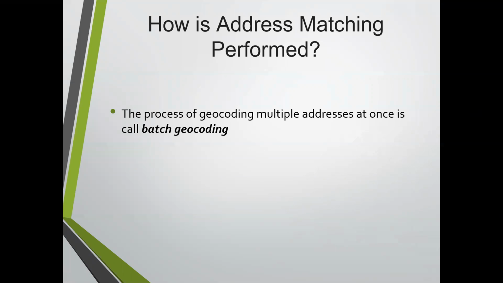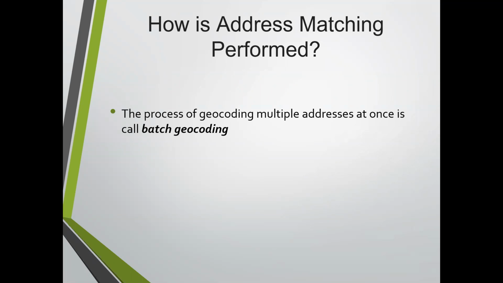It might be off a little bit. So a process of doing multiple address matches at one time is a process called batch geocoding. And this is a pretty involved thing. I've played with this a little bit in ArcGIS, and it's a big deal. Basically, you're matching a whole string of data.